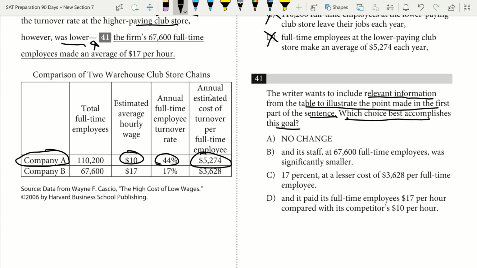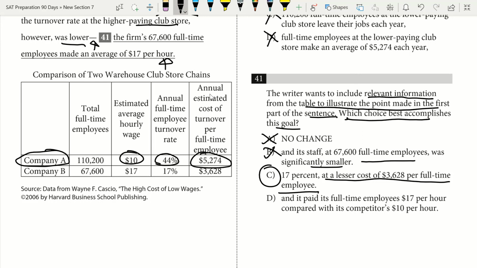Well, we have option A, the firm's 67,000 full-time employees made an average of 17 per hour. That is not showing our lower turnover rate. B, its staff at 67,000 full-time employees was significantly smaller. Once again, that doesn't touch on our turnover rate. Next, we have the turnover rate was lower at 17% and at a lesser cost of $3,000 per full-time employee.